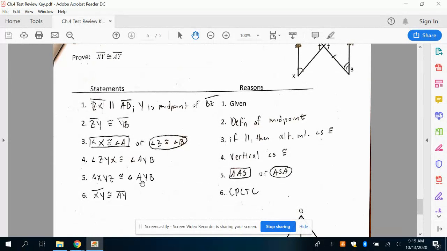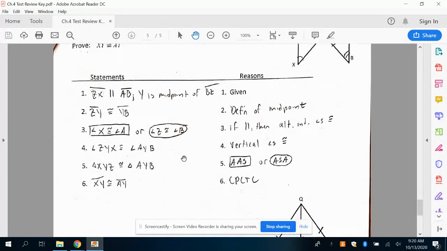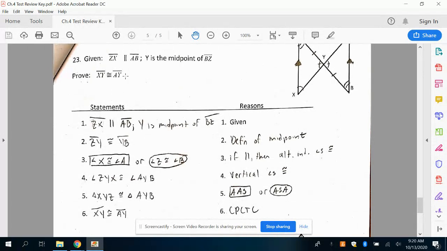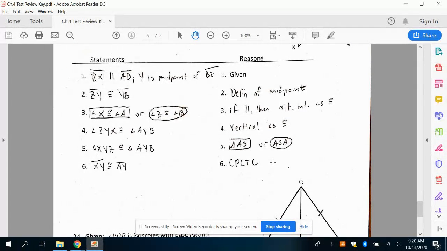At this point, your triangles are congruent by either angle, side, if you use this one right here, so the boxes go together, or angle, side, angle if you use this one. Doesn't matter which one you use. I really don't care, just as long as you're getting your congruent triangles. And then once again, we're proving parts congruent, so you're ending with CPCTC.